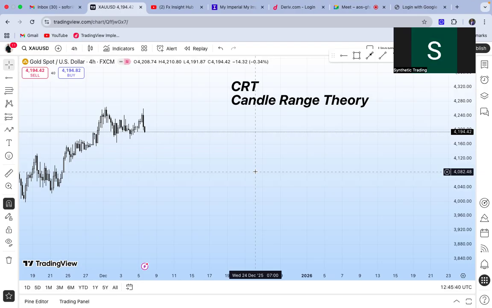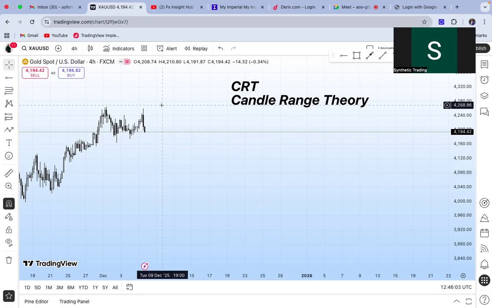Okay. So all you need to do is to identify a single candle. That candle becomes your range. So technically speaking, every single candle on the chart is a range. Okay, but it's not all of them that go on to become a CRT, because the CRT has certain requirements as well.